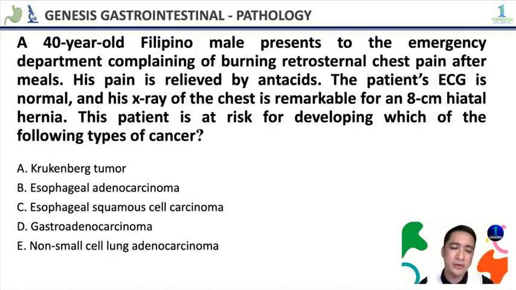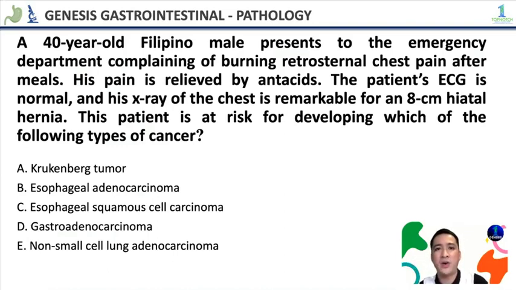Next question. A 40-year-old Filipino male presents to the department complaining of burning retrosternal chest pain after meals. His pain is relieved by antacids. The patient's ECG is normal and his chest X-ray is remarkable for a hiatal herniation. The patient is at risk for developing which type of cancer?